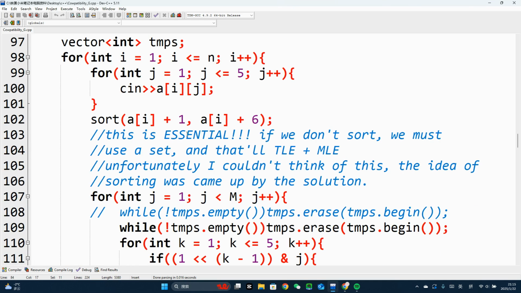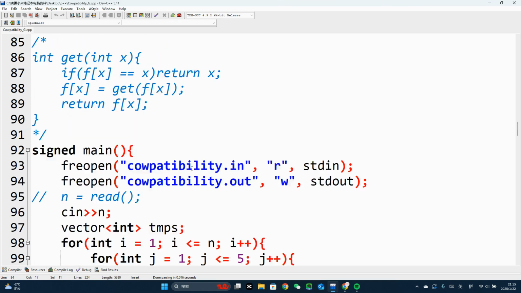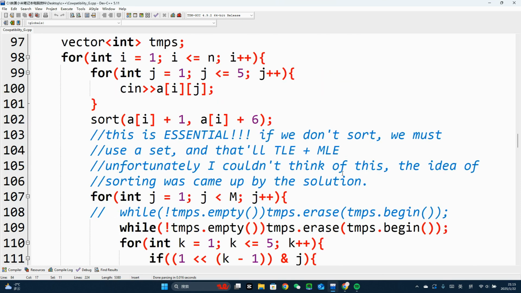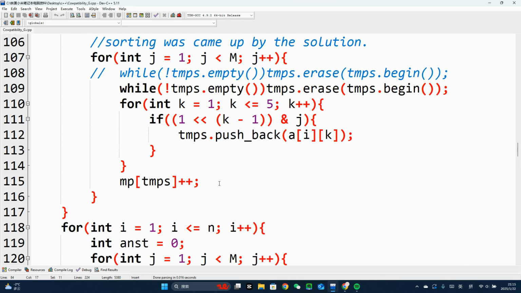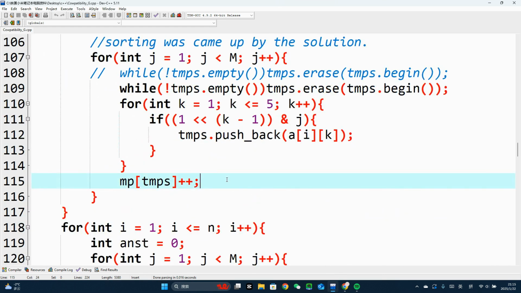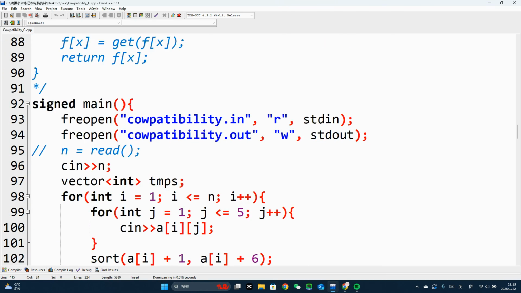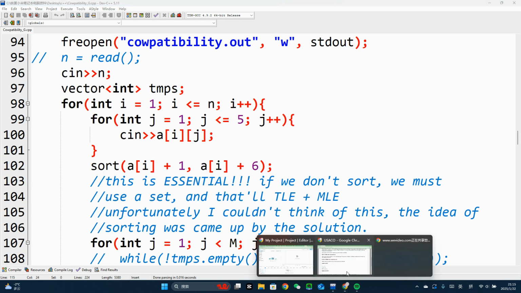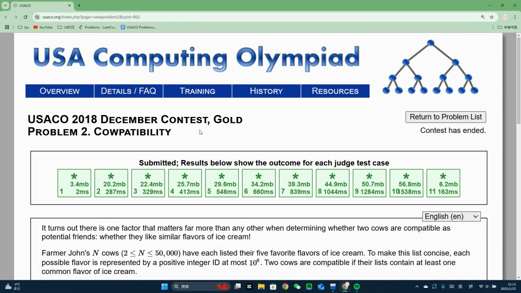So if you don't store them, you have to use a set instead of a vector, which will be both TLE and MLE. So that's just another thing to be aware of. Okay, so that is it for this problem. It's just basic inclusion exclusion, and you also map a vector. I hope this video helped, and hopefully you know how to solve this problem by now.